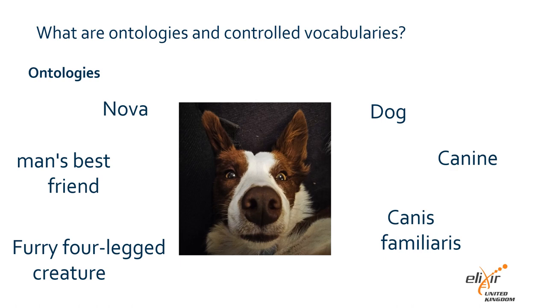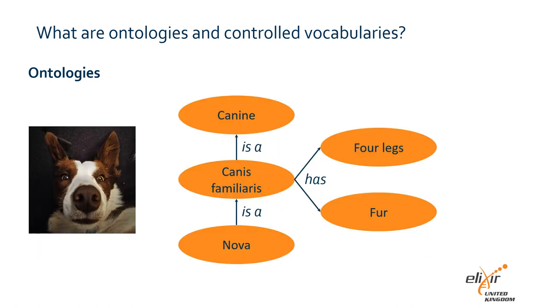How do controlled vocabularies relate to ontologies? Let's look at an example. This is my dog Nova. We can describe her with many different terms. Nova, man's best friend, furry four-legged creature, or a bit more scientifically, dog, canine, or canis familiaris. If we look a bit closer to these terms, we can see that we can draw some relationships between them.